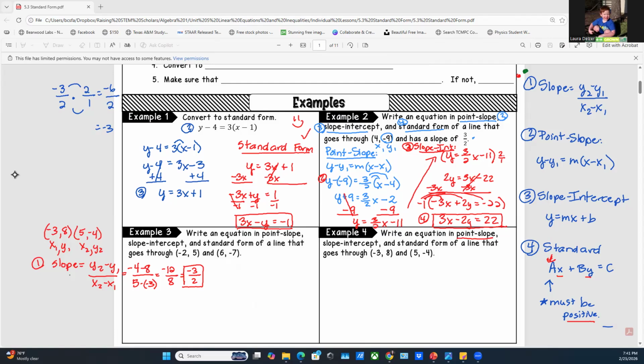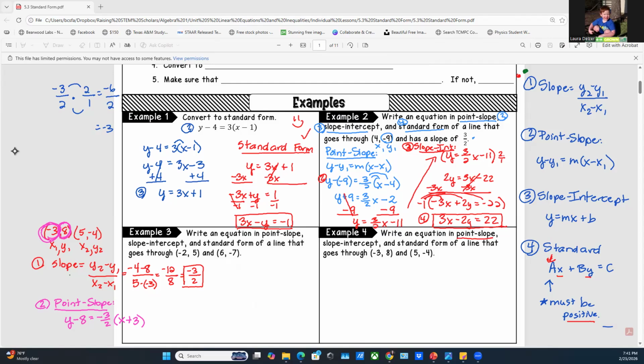Let me go ahead and change colors real fast. We'll put this in pink. So we have point slope. We're going to do y minus y1, I'm just picking this one here, equals the slope times x minus negative 3, which is going to be the same thing as adding 3.